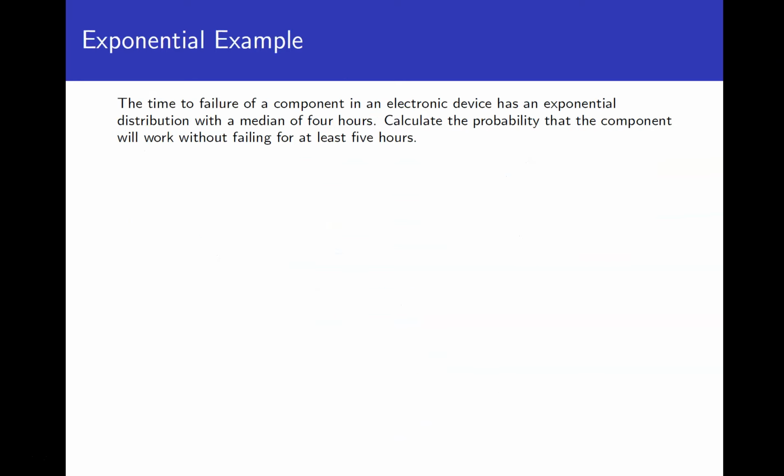Last example here. Let's do an exponential example. We've got a time to failure following an exponential distribution. Notice they don't give you the mean in this one, they give you the median is 4 hours. They want to calculate the probability that the component will work without failing for at least 5 hours. Had this said the mean was 4 hours, we'd automatically know that our theta in our exponential distribution is 4. However, we're given that the median is 4, not the mean, so be careful. Make sure you read the problems carefully.